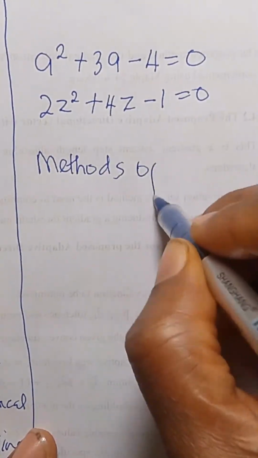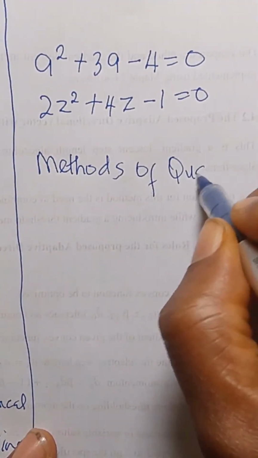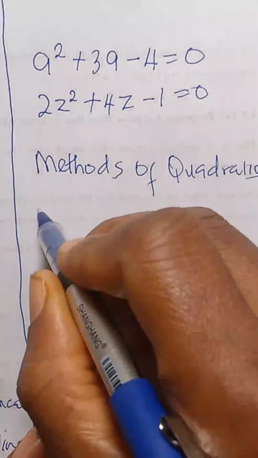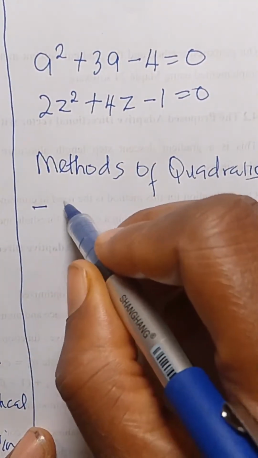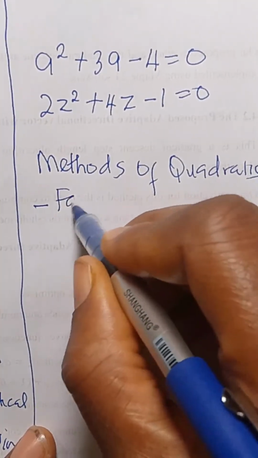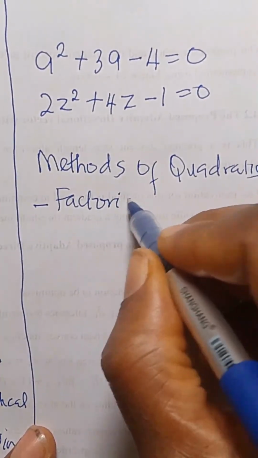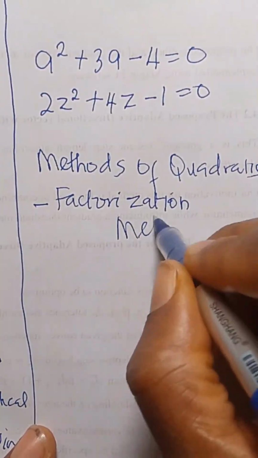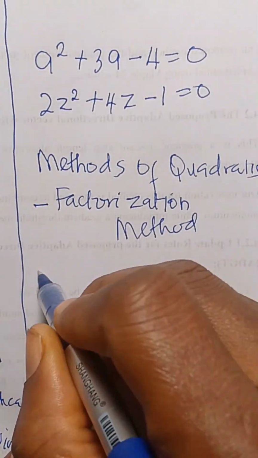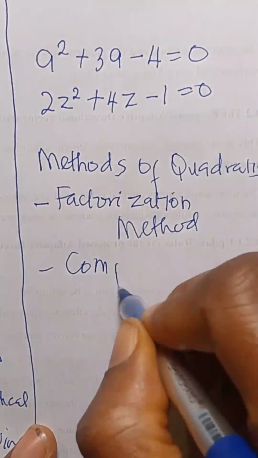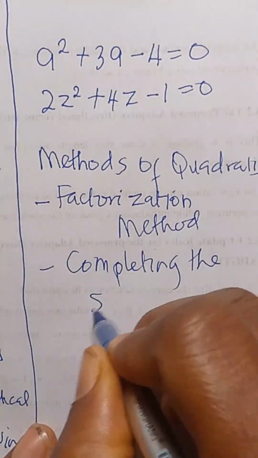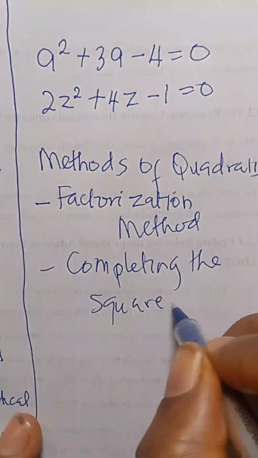On methods of solving quadratic equations, we have 3 methods. Number 1 method is the factorization method. You can say solving by factoring, it's the same thing. Then 2, we have the completing the square method.